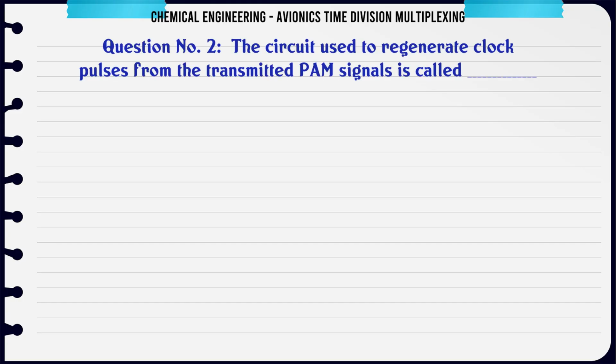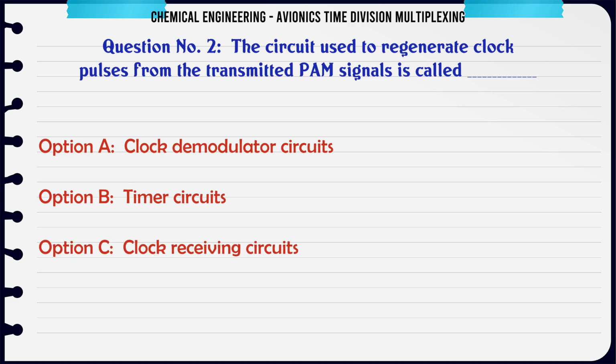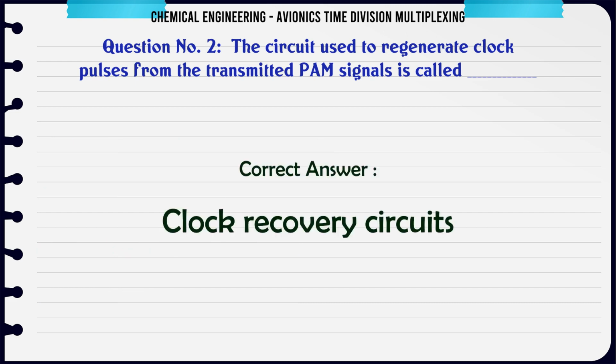The circuit used to regenerate clock pulses from the transmitted PAM signals is called: A. Clock demodulator circuits, B. Timer circuits, C. Clock receiving circuits, D. Clock recovery circuits. The correct answer is clock recovery circuits.